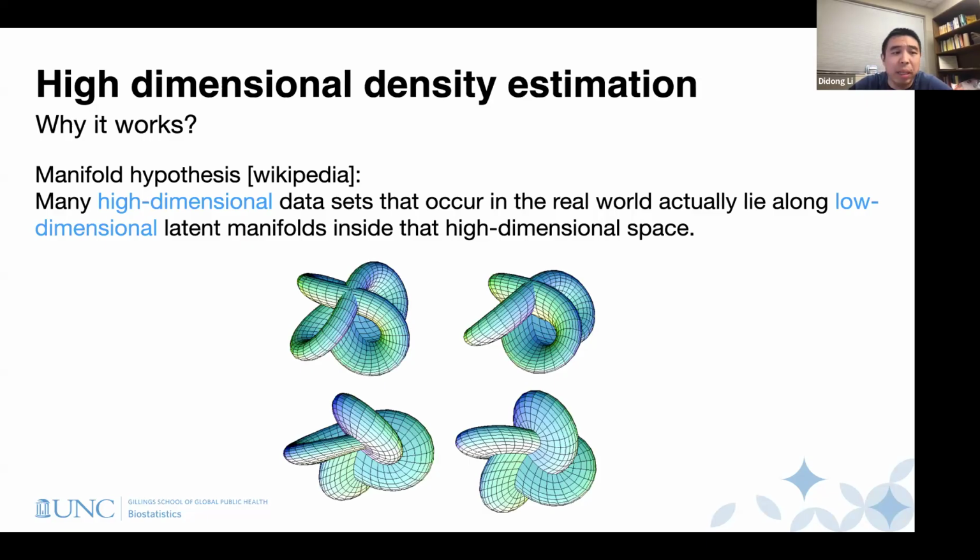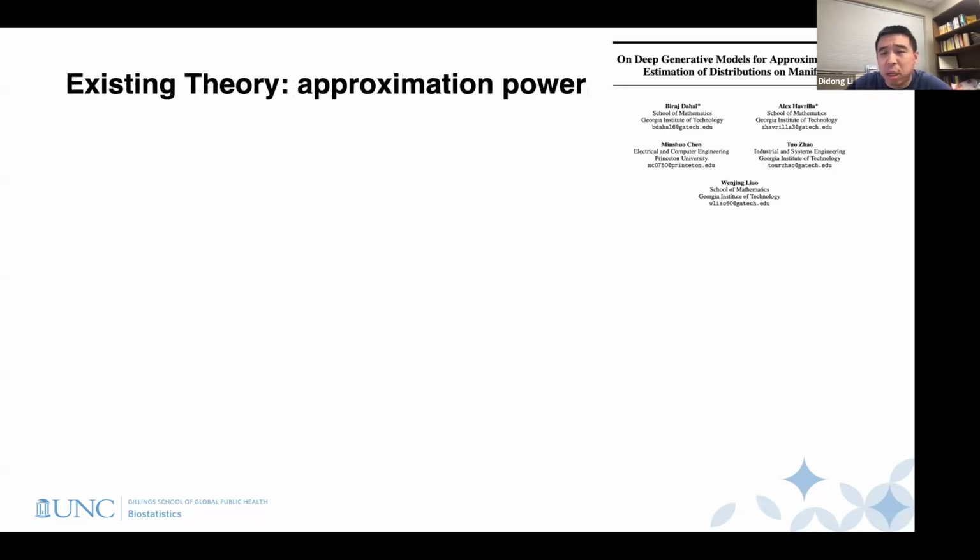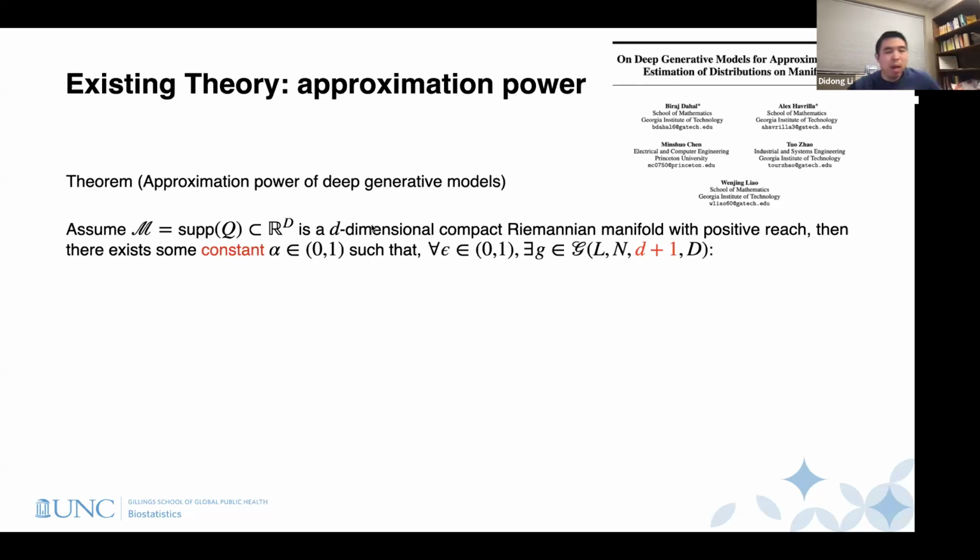And motivated by this hypothesis, there are some existing theoretical studies in this direction. For example, there is a very beautiful paper by a group of people at the Georgia Tech Math Department published at NeurIPS 2022, which studied the approximation power of deep neural networks or deep generative models. Here is a brief recap. So assume the true data distribution Q is supported on some Riemannian manifold M with a much lower dimension, small d, than the data dimension, capital D.